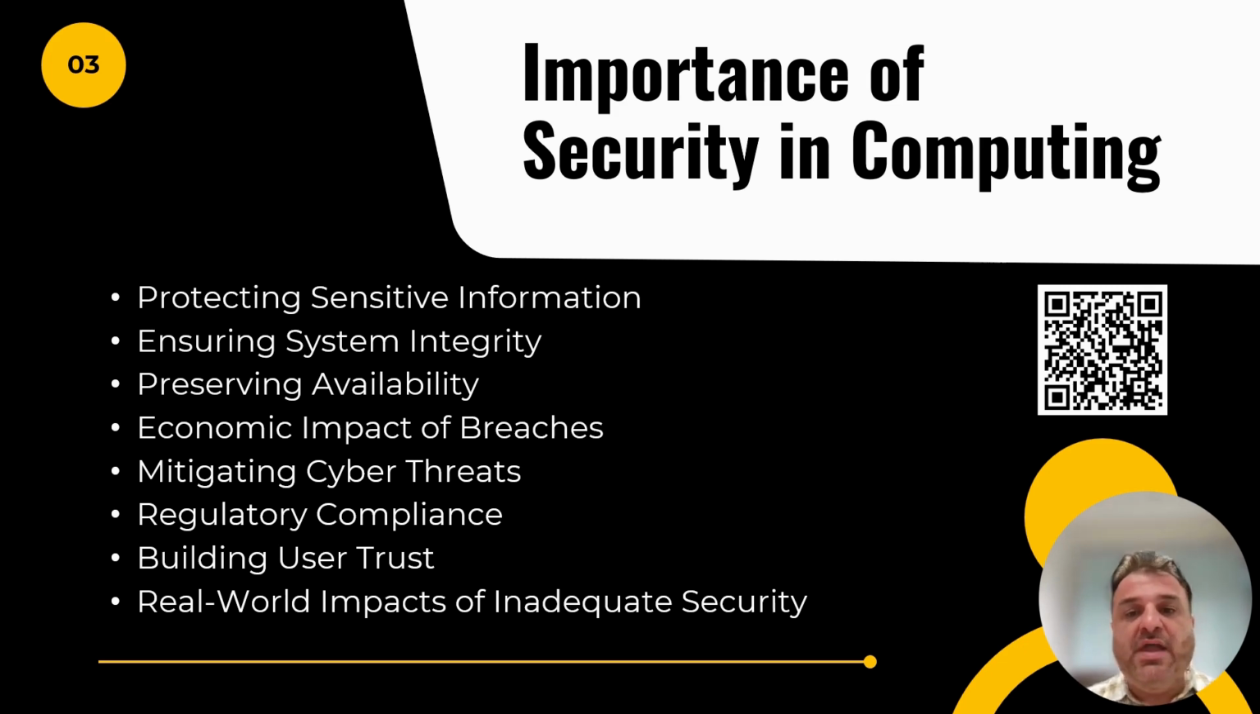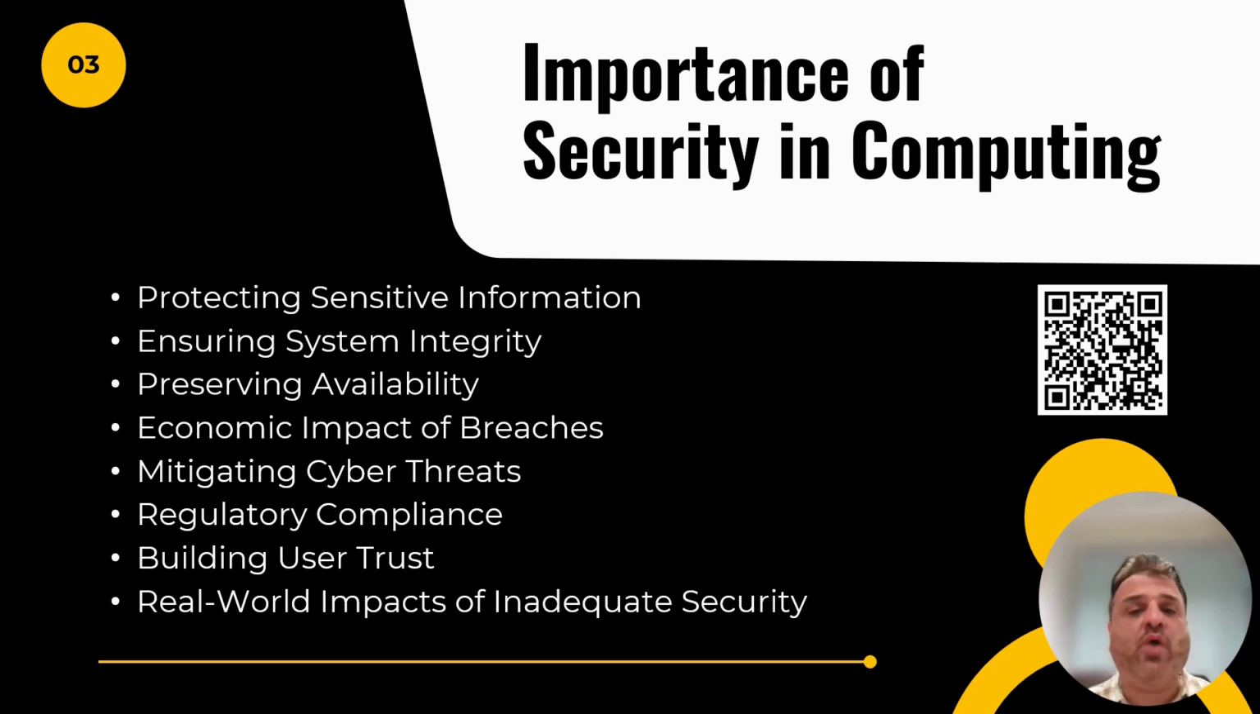And also, with inadequate security, we have some real-world impact. For example, in 2017, in the Equifax breach, 147 million people's personal data was exposed, and the cause of this breach was just an unpatched software vulnerability. As you can see here, the consequences of this breach were a $1.4 billion settlement and loss of public trust.